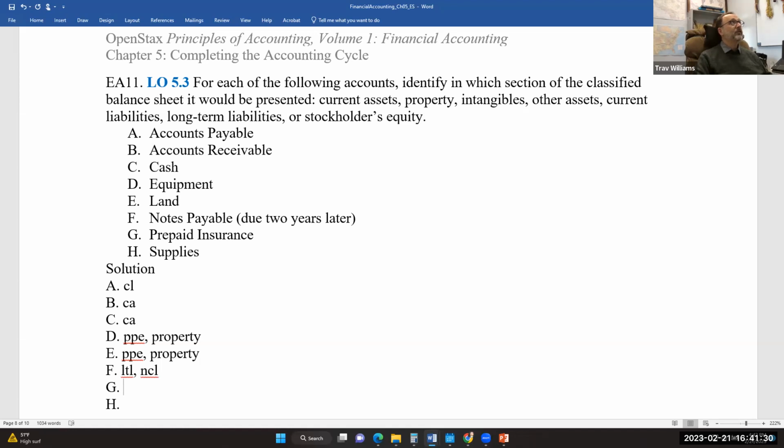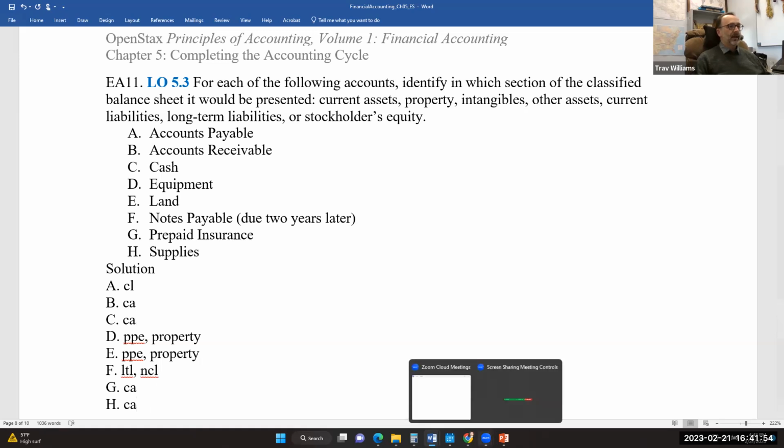G, prepaid insurance. That is an asset, and we don't pay for insurance for more than a year at a time typically, so it's a current asset because we'll use it up within a year. And same thing with supplies, those will get used up within a year, so they are current assets. Okay, so we have current liabilities for A. B, C, G, and H are current assets.